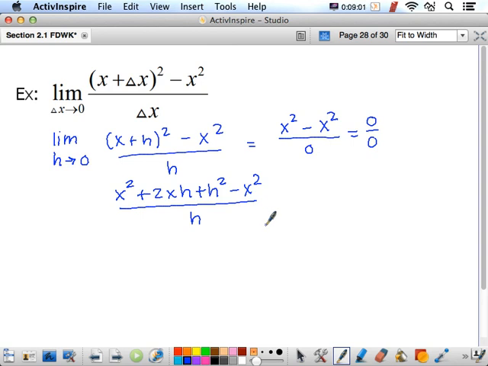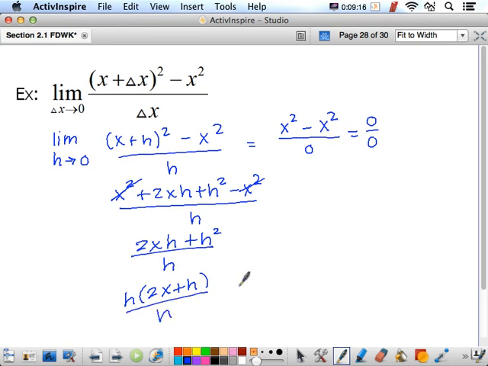We see that the x squareds cancel. And once the x squareds cancel, I can take out an h on top, and I will be left with 2x plus h all over h. And then finally, this is the part where we remove the hole. We can see that h over h cancels, and that hole is effectively removed. And that leaves us with the limit as h approaches 0 of the new function, 2x plus h.